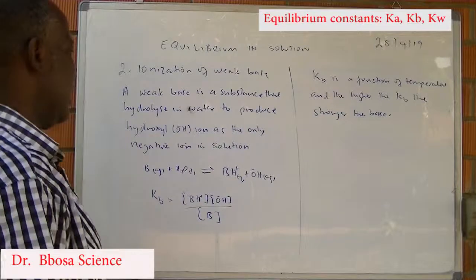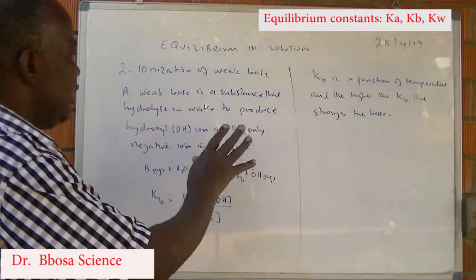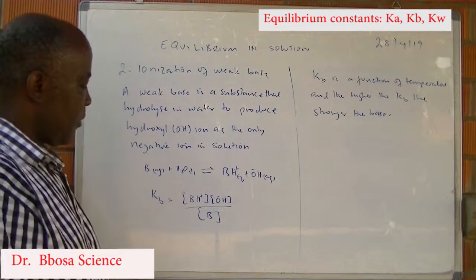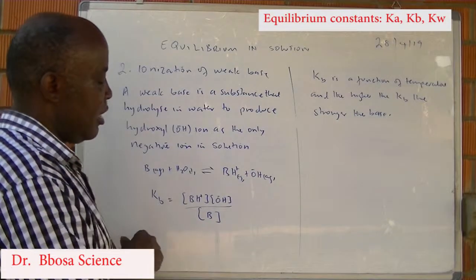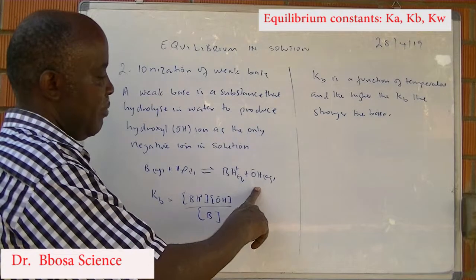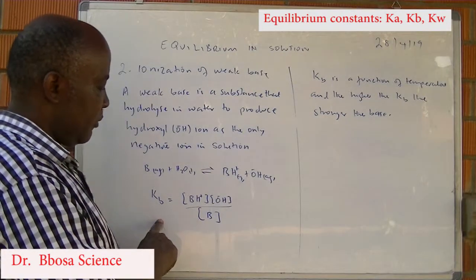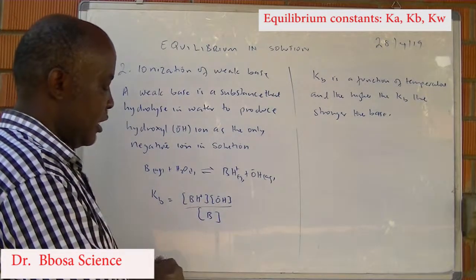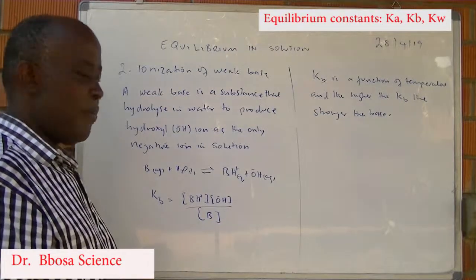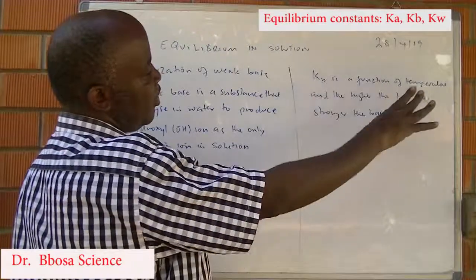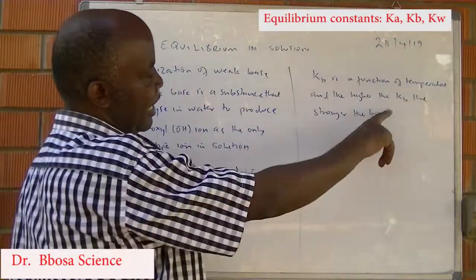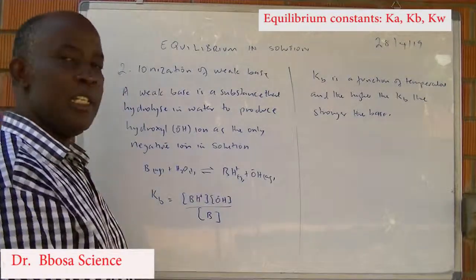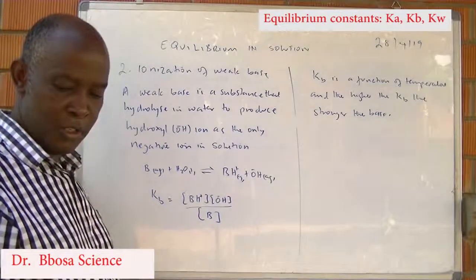2. Ionization of a weak base. A weak base is a substance that hydrolyzes in water to produce hydroxide ions as the only negative ions in a solution. For instance, base B plus water will give BH+ ion plus hydroxide ions. Kb is equal to the concentration of base ions times the concentration of hydroxide ions over the concentration of the base. Kb is a function of temperature, and the higher the Kb, the stronger the base, or the more hydroxide ions are produced in the solution.